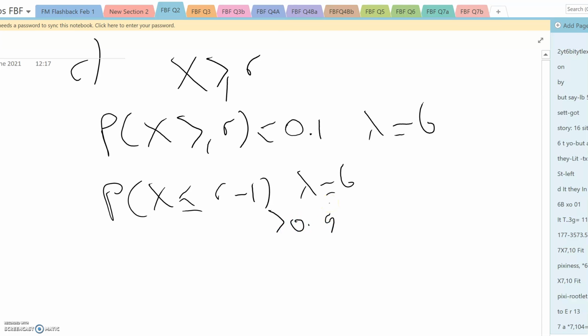So we look at lambda equals 6. We look for the first probability bigger than 0.9. And the first one that ticks that box is going to be 9. That means r minus 1 is greater than or equal to 9. And therefore r is greater than or equal to 10. So that guarantees that the probability of a type 1 error is less than or equal to 0.1.